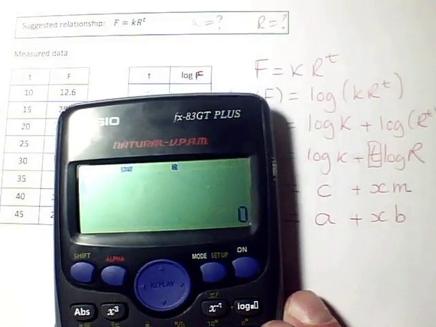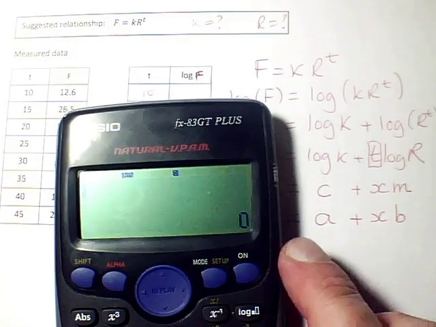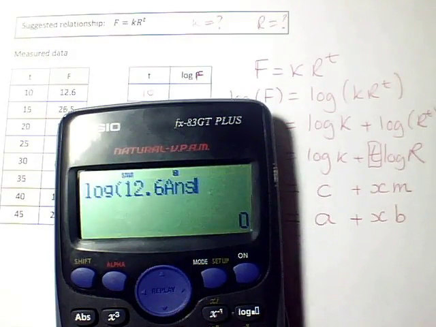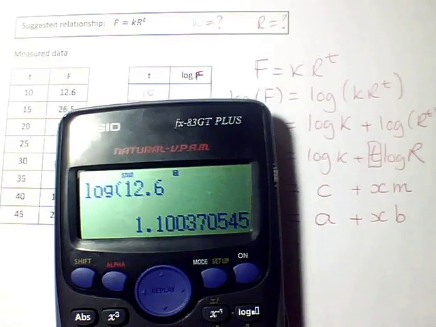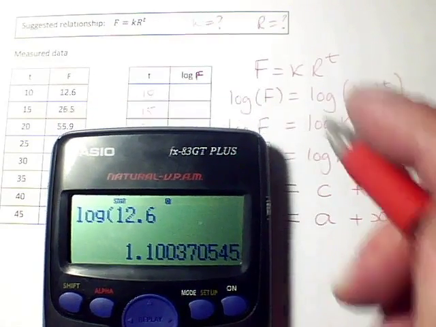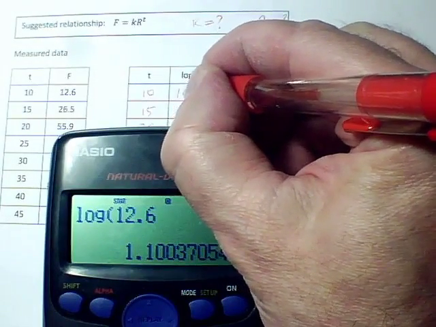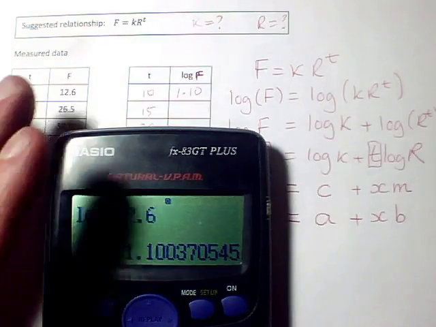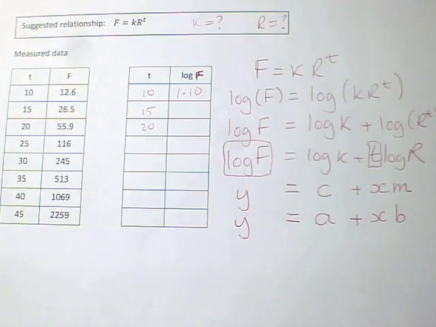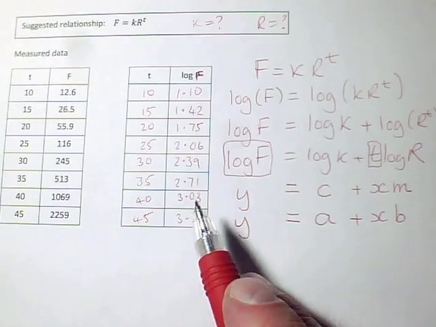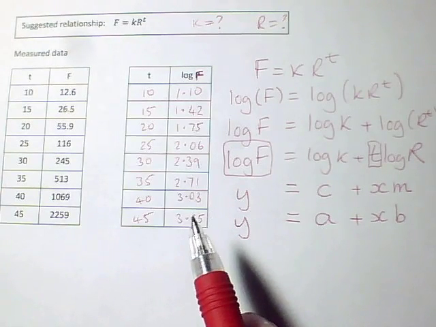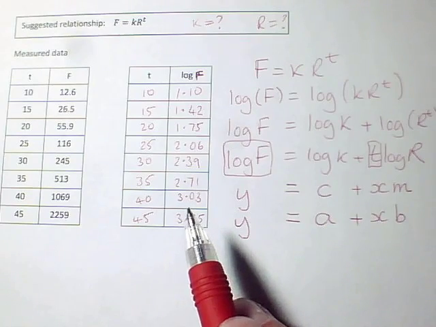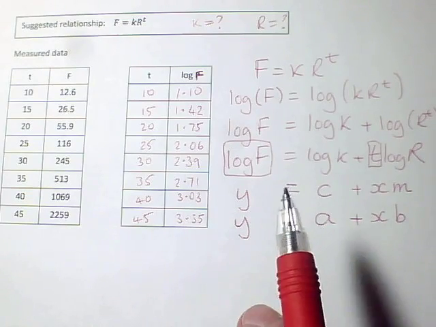So 12.6 is the first one. Log of 12.6 gives me my first value, which is 1.10. So I'm going to have 1.10 as my first entry there, and we're going to take it from there and fill in the rest of this table. And there it all is. That didn't take long. And then we need to set up some scales and plot these points on suitable scales.